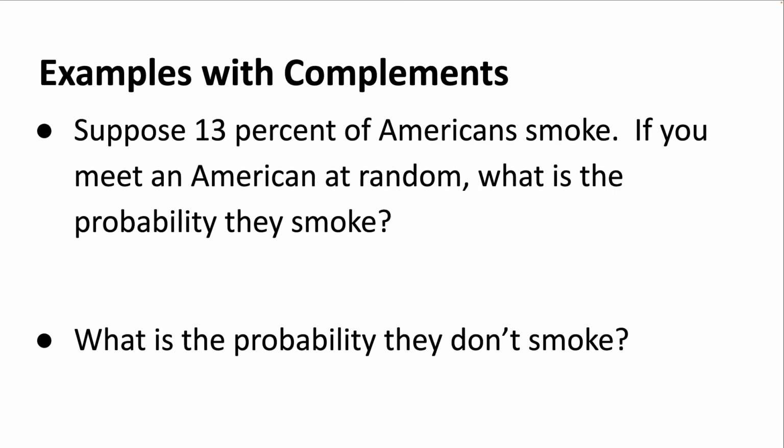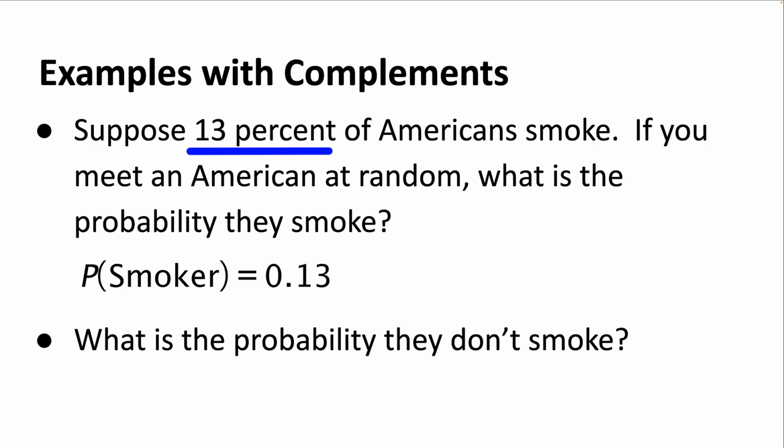Suppose 13% of Americans smoke. If you meet an American at random, what's the probability that they smoke? Well, if our event is the person is a smoker, the probability that a person is a smoker is 0.13. Notice how the question communicates the likelihood of a person being a smoker as 13%, but when we write that number as a probability, we want to convert it to a decimal. Okay, now let's take a look at the second part of this question. What's the probability that they don't smoke?